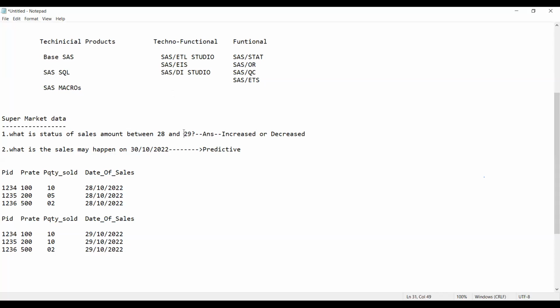First of all, you have to find out this. If you find out the net sales amount first, then you can find out whether the sales has increased or decreased between these two dates. And at the same time, third process, you will find out the expected sales you may have for the coming day. What is the coming day? That is called the 30th. That is tomorrow. Am I right, guys?